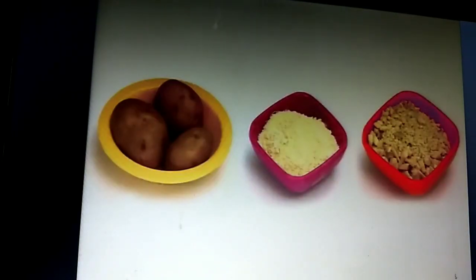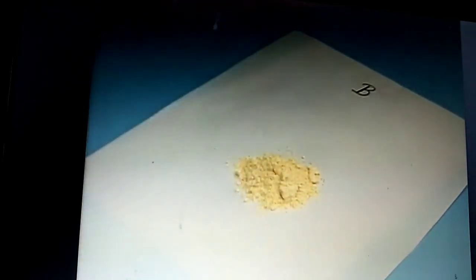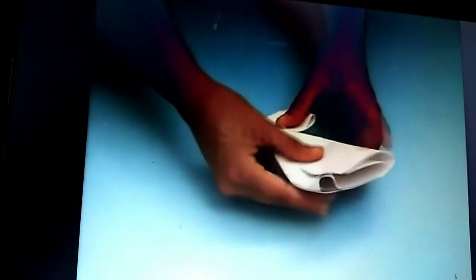Let's conduct a test that confirms the presence of fat in food substances. Take 4 pieces of paper. Mark these pieces as A, B, C and D respectively. On paper A, keep a small potato. On paper B, keep powdered pulses. On paper C, keep crushed cashew nuts. Do not keep anything on paper D. Wrap each food item in its respective papers and crush them properly.